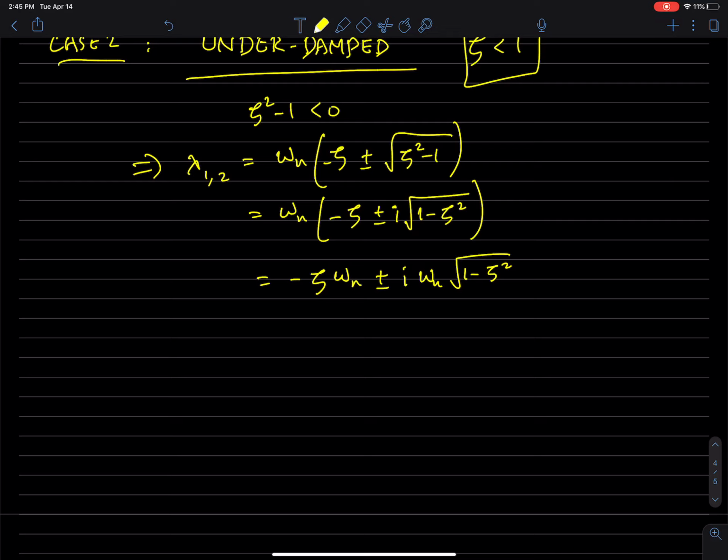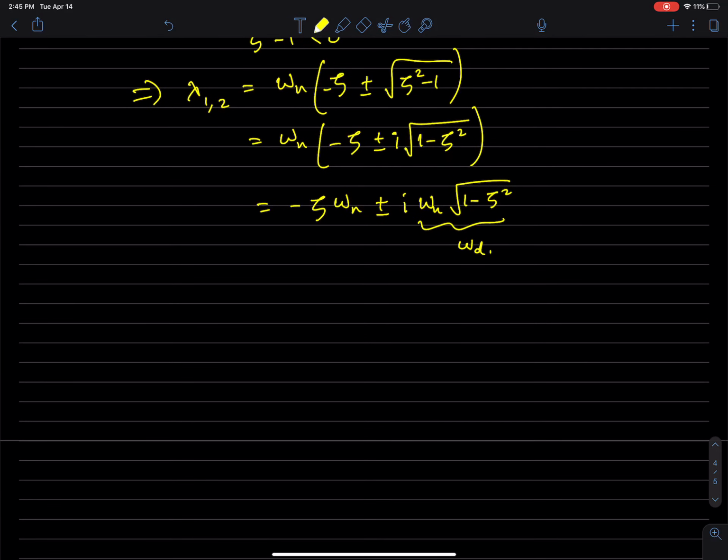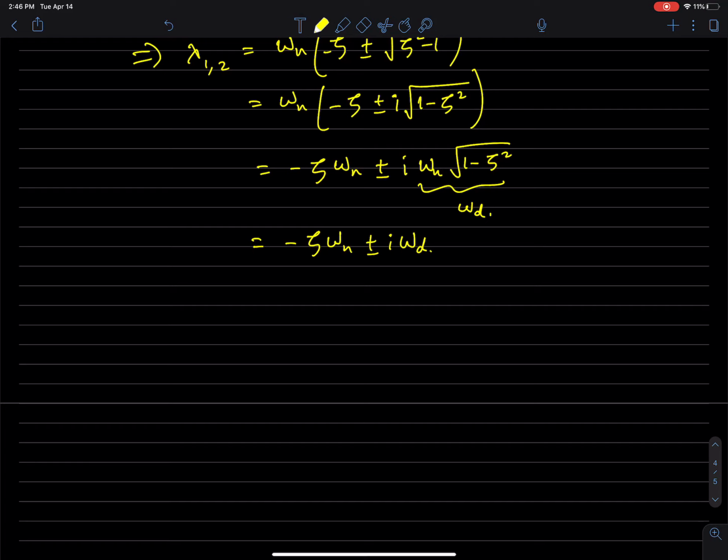And we're going to call this thing omega d, okay? It's going to be equal to minus zeta omega n plus minus i omega d. Okay, so those are the lambda 1 comma lambda 2, where omega d is omega n square root of 1 minus zeta square.